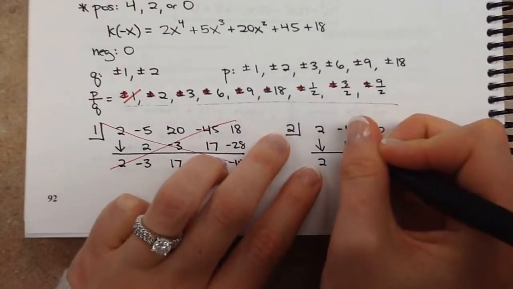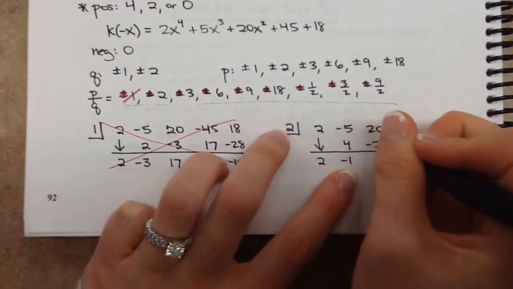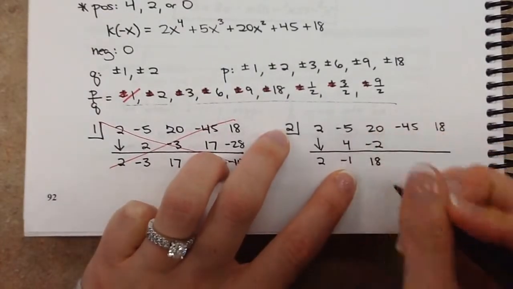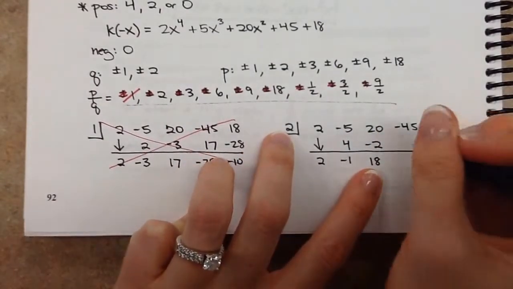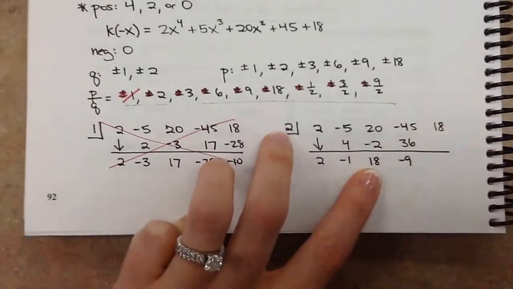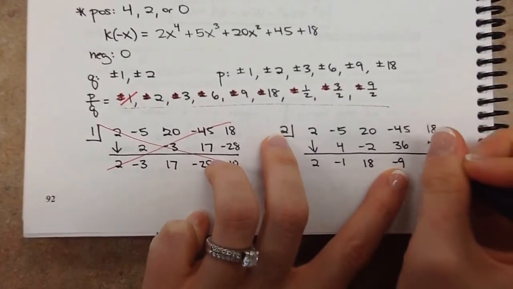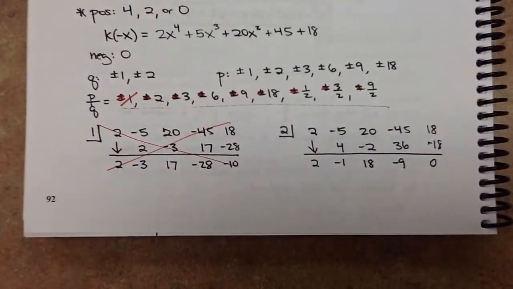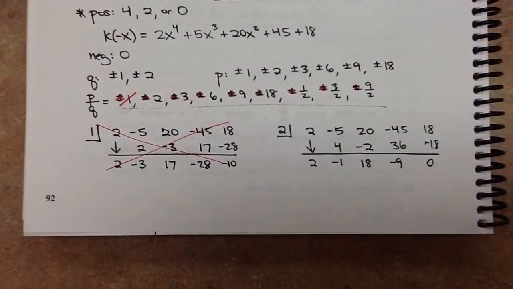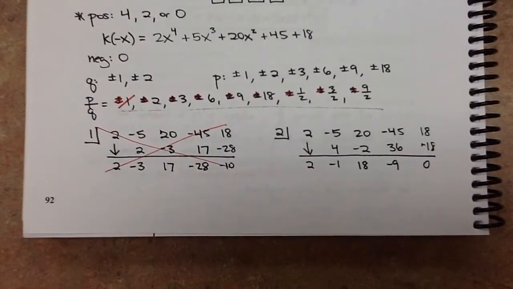2 times 2 is 4, gives me -1. 2 times -1 is -2. This gives me 18. 2 times 18 is 36. This leaves me with -9. 2 times -9 is -18, and there we go. Okay, that's a good thing. That means no remainder, so we found one. Okay, so one of our positive answers is 2.